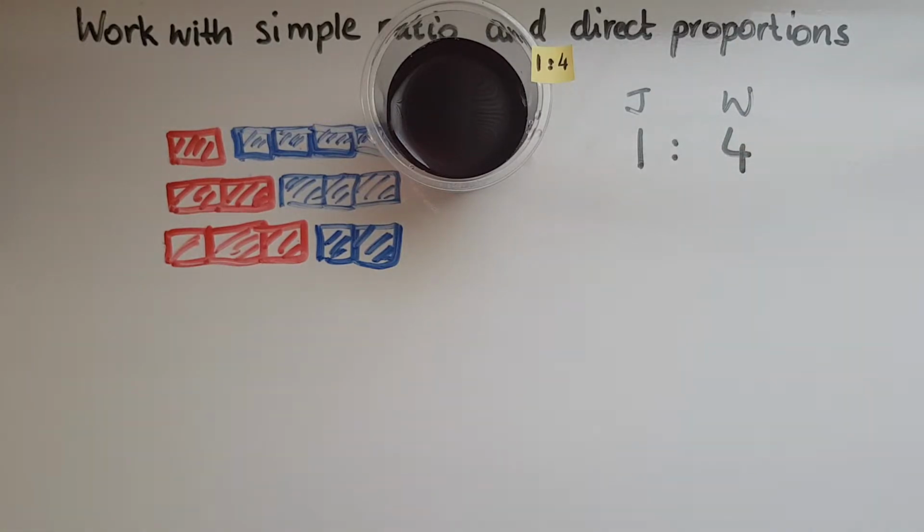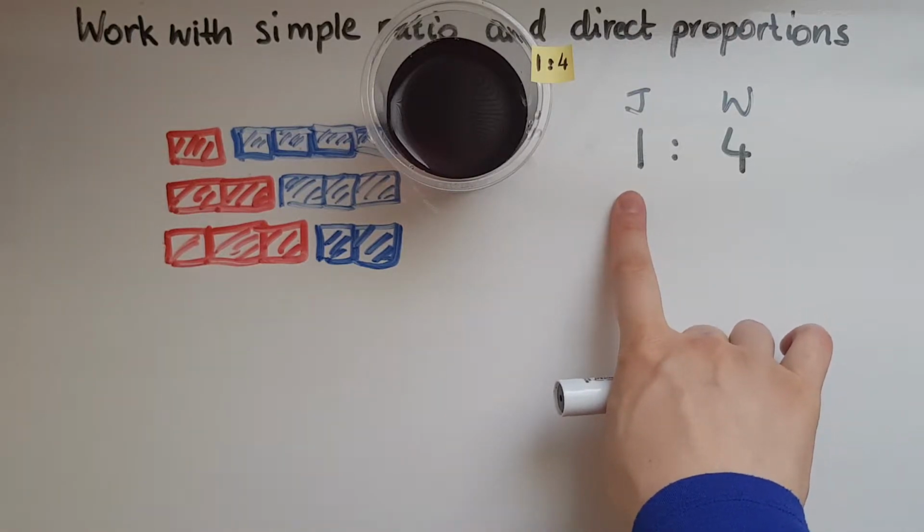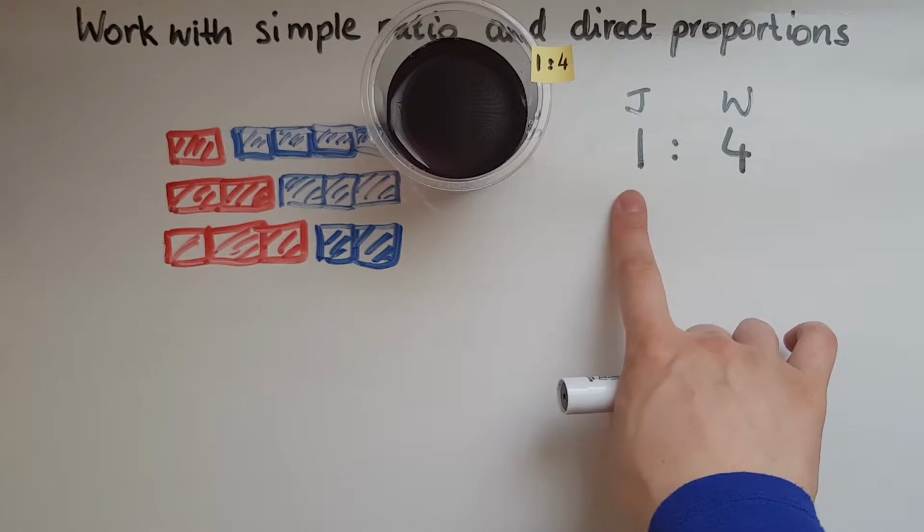It's important to label them because otherwise you'd get mixed up which one is juice and which one is water. Although when we say it, that's what tells us the order. So I said the ratio of juice to water. So whatever ingredient comes first, I would say that first.